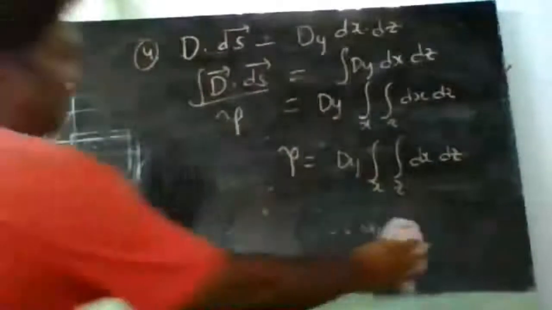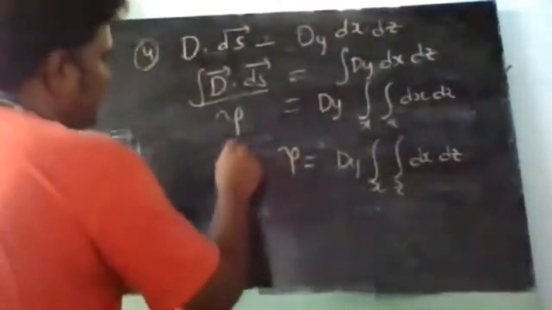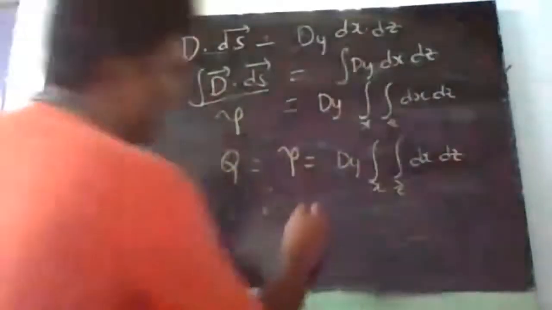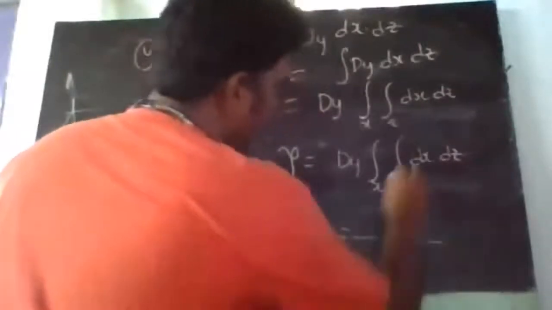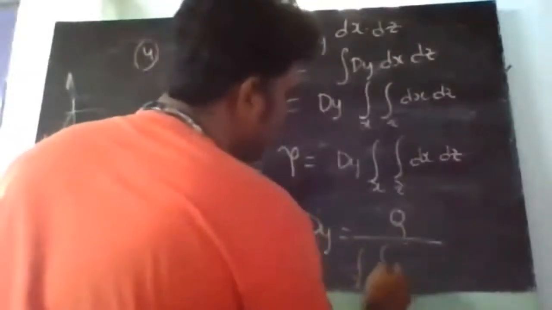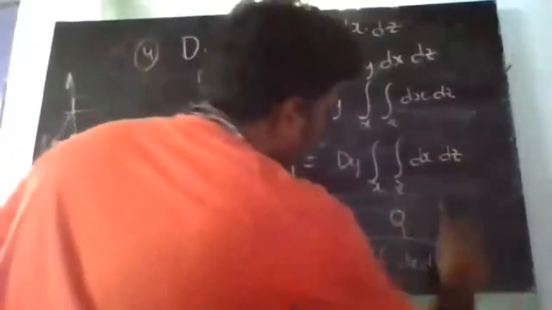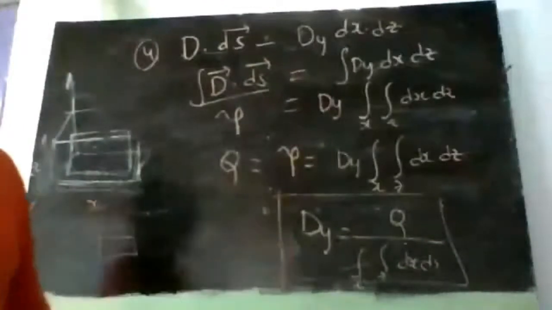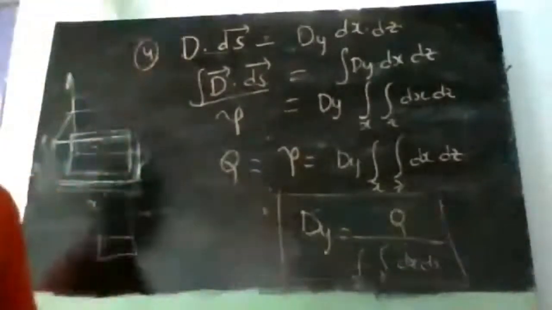Okay. So again, from Gauss law we can write psi as nothing but Q. Q is equal to this thing. So from this we can write dψ is equal to Q divided by, whatever you get, x z, dx dz. So this is how I can calculate dψ. If I calculate the flux density, it will be easy to calculate E bar. How is that? We will see in the next class.